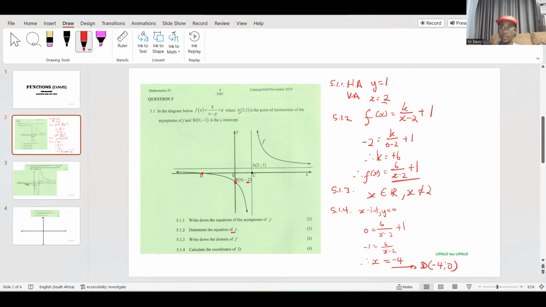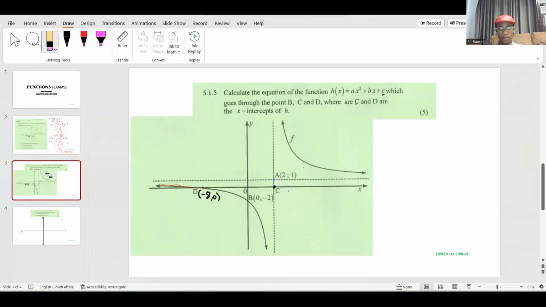Going to the next question. Let's get to... D here. So the coordinates for D are going to be negative 4, 0. It's the coordinates for D. Okay, getting into the next question.